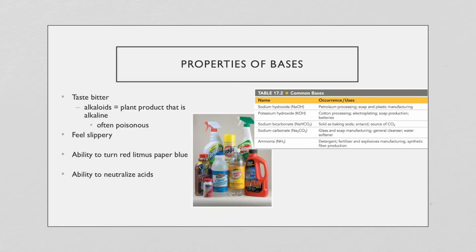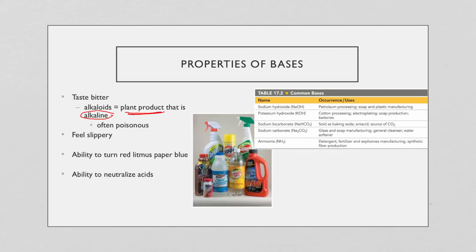Now, bases are also referred to as alkaline. That's another term we use for bases. And a certain category of bases are called alkaloids, and these are bases that are found in plants. Many of these are poisonous, and if they're not strictly poisonous, they taste very, very bitter, right? And again, often used as defense mechanisms by these plants to keep animals from eating them.